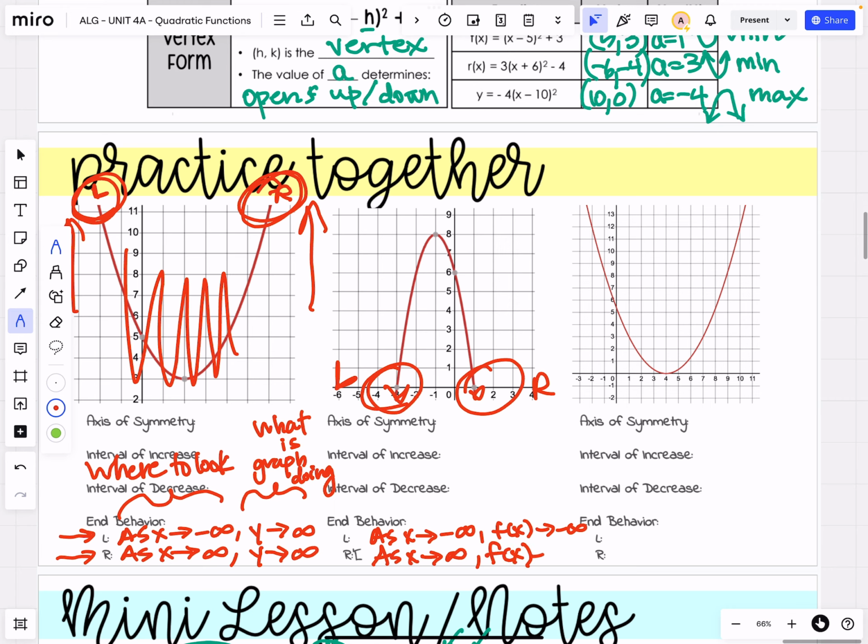With quadratic functions, your ends are both going to do the same thing. So they're either both going to be going up or they're both going to be going down. All right, the last one is for you to try. You try this last one and see how you do.